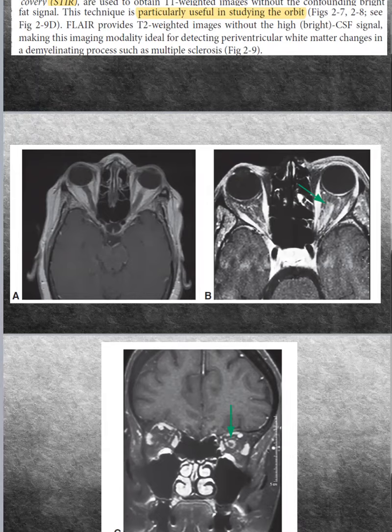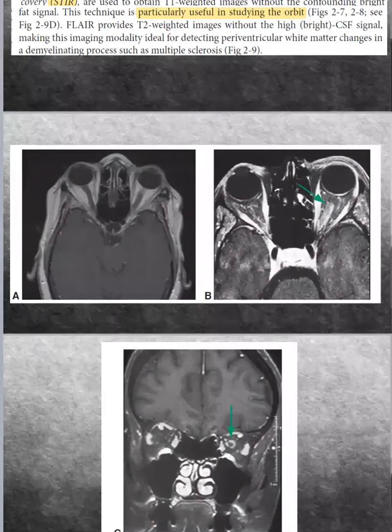So if you are looking for an orbital lesion, you must do fat suppression, and this may be asked. You can ask the radiologist to do fat suppression, or you can mention to the radiologist that you suspect an orbital lesion. This is extremely important.